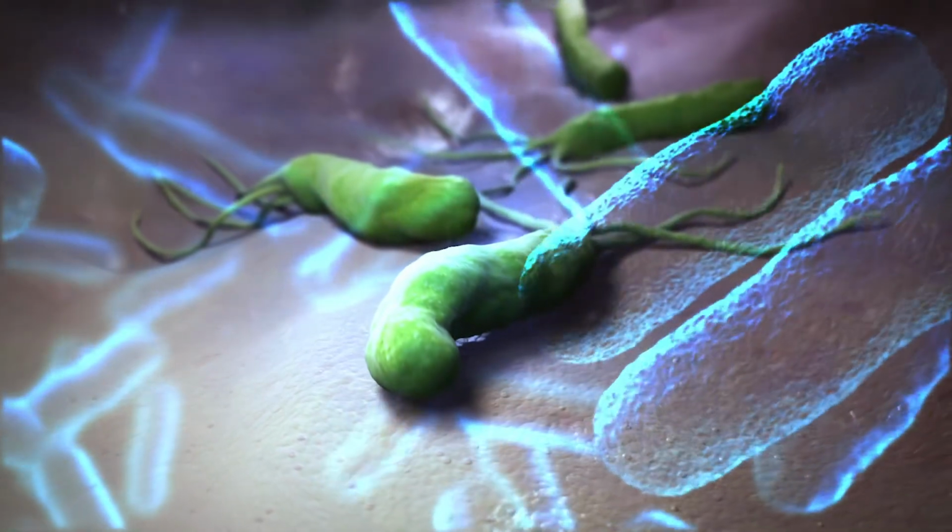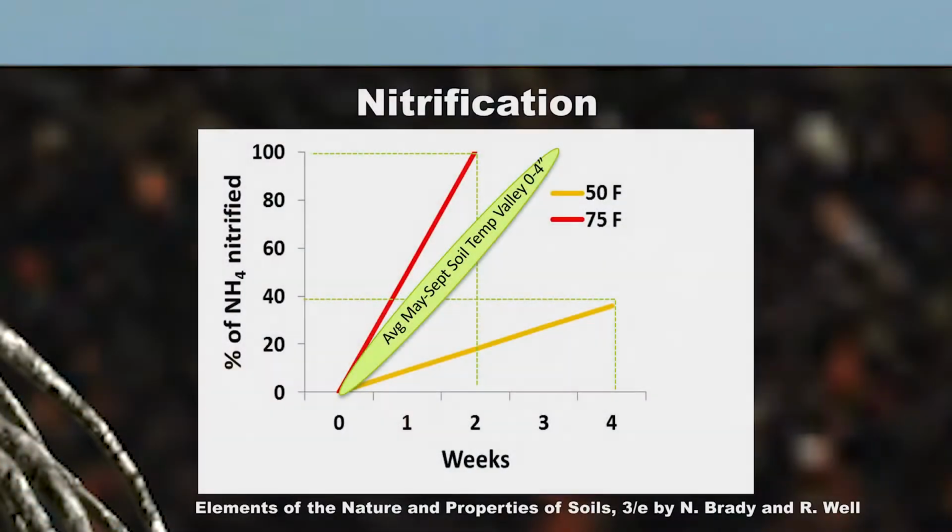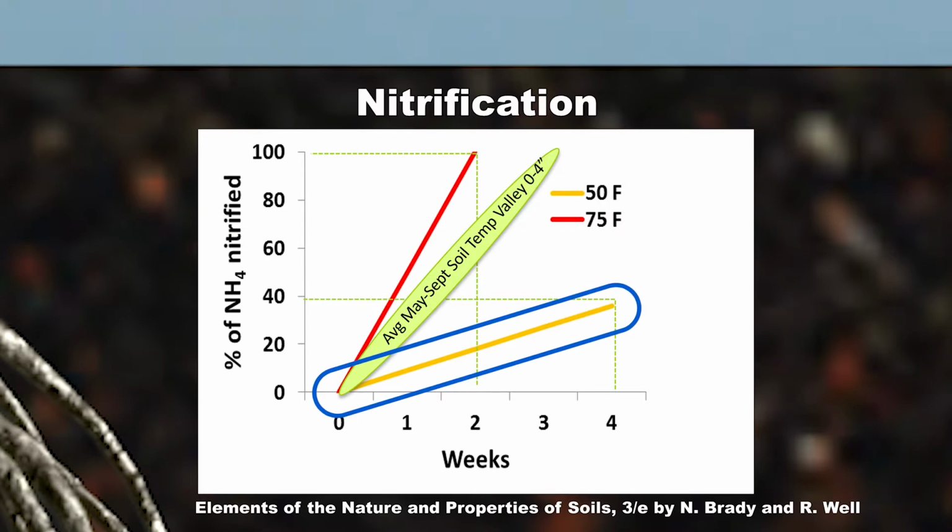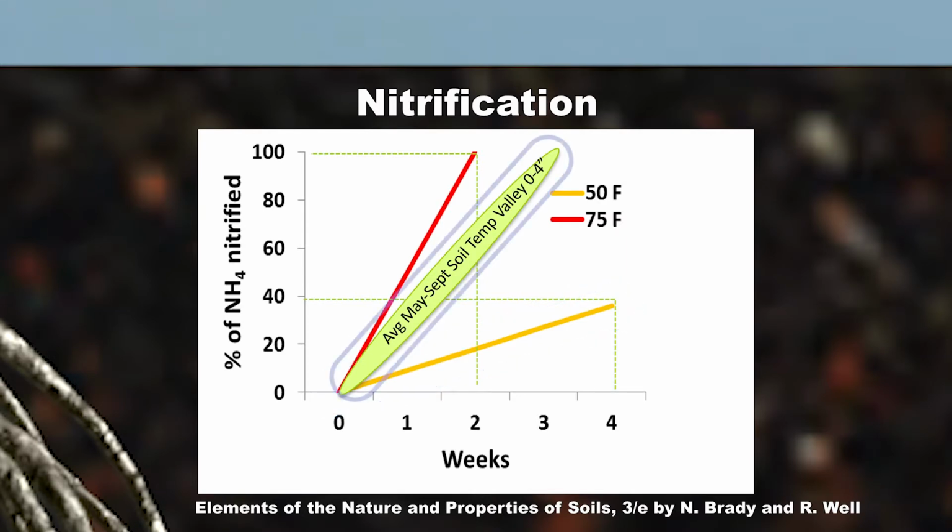So how does nitrogen in organic matter and ammonium turn into nitrate? How fast does this happen? At 50 degrees Fahrenheit, it takes 4 weeks for 40% of the ammonium present to convert into nitrate. At around 60 degrees, in the top 2 to 3 inches of soil, 60% of ammonium that you apply will turn into nitrate in 2 weeks if it's not taken up by the plants. And at 75 degrees, it only takes 2 weeks for 100% of the ammonium to turn into nitrate.